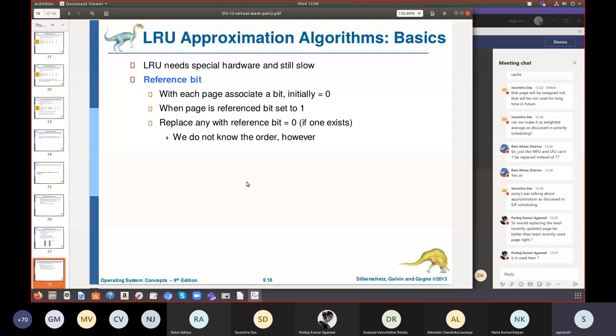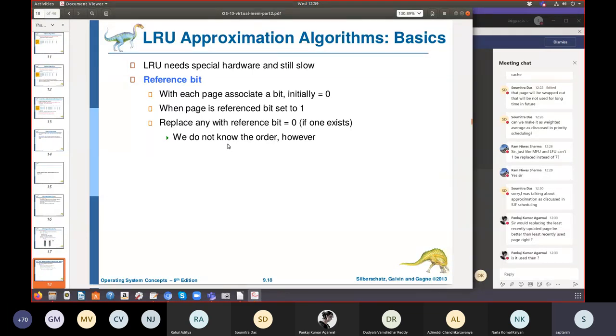So whether you choose the counter implementation or the stack implementation, LRU needs special hardware, and it is still a bit slow because of these additional operations required. Another approximation is a reference bit. This is a very simple approximation. With each page, just associate one bit, which is initially 0. When the page is referenced, set the bit to 1. When the need for a replacement of a page comes, replace any page with the reference bit 0, if one exists. So you see, this is a very simplified approximation.